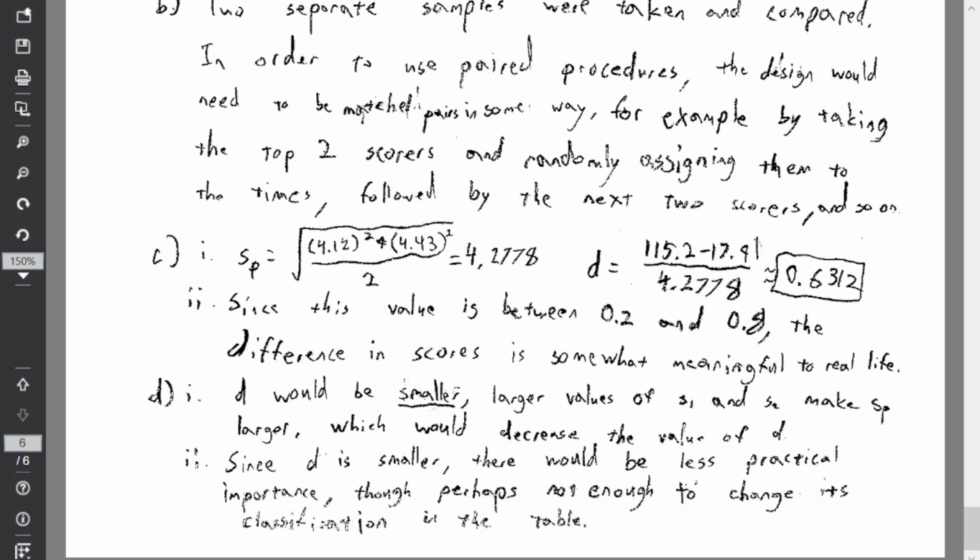but probably not enough to change the classification that we gave of somewhat meaningful. It's got to go down quite a bit more before we actually say that it's less meaningful. In fact, if you do some calculations in this, you don't have to, but if you do, then you'll find that changing them both to be a little bit bigger than 4.43 brings it down from 0.63 to not even below 0.6. So it's going to be hard for it to change its rating in the actual table to say that all the way down to the next classification.